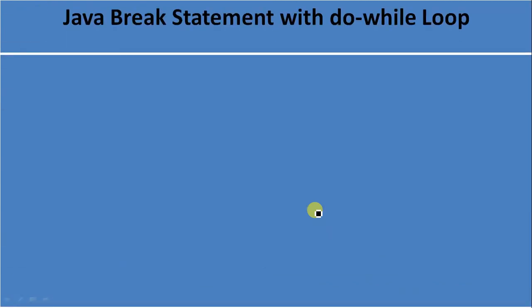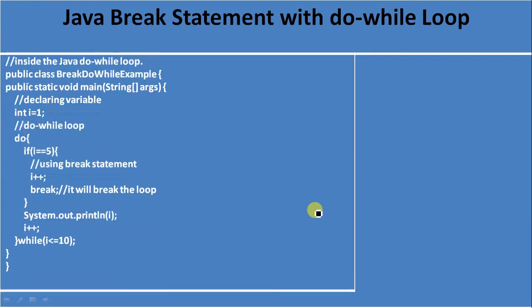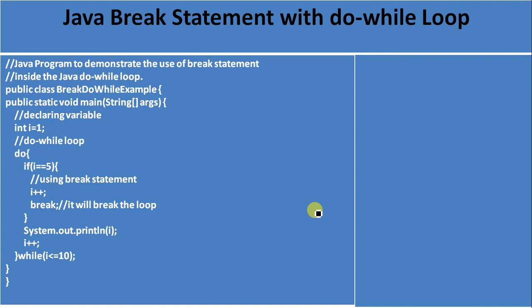Java break statement with do while loop. It is similar to the while loop: to use a break statement in a do while loop. Here you know how to define a do while loop. So this is a do. Here we are putting some statements, and I think this is wrong. Just remove it. This is not correct here.